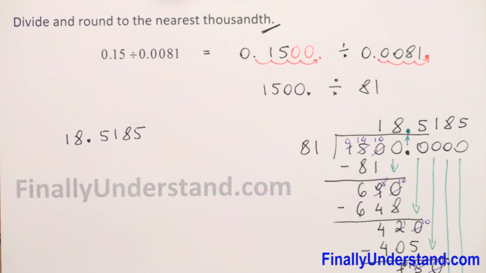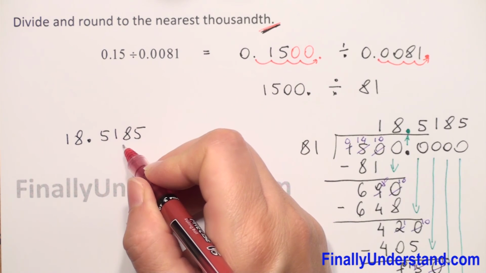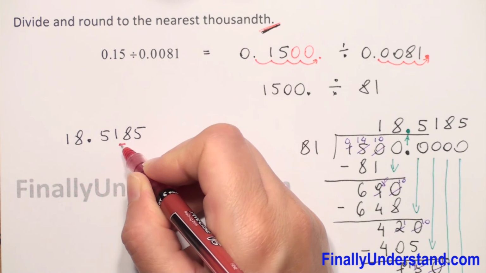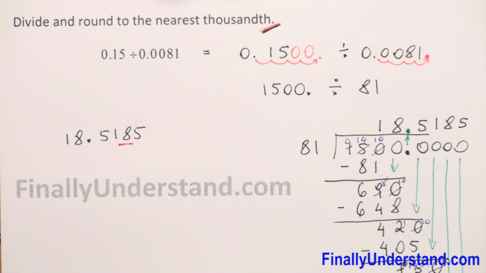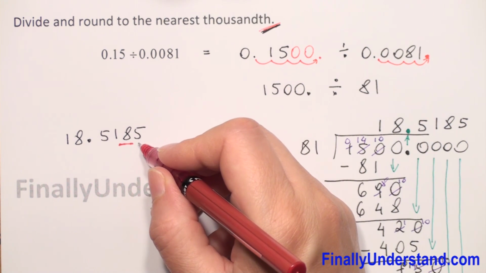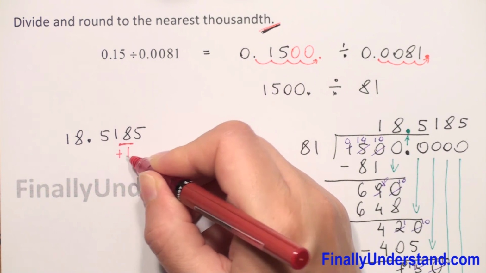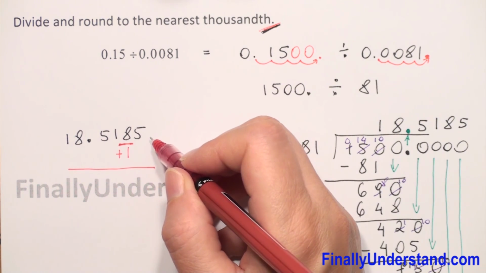Now, because we need to round to the nearest thousandth, we need to underline the thousandth. It's the third digit after the decimal point. And next we have to check what we have after our underlined digit, which is 5. When we have a number greater than 5 or 5, what do we need to do? We need to add 1 to our underlined digit. And what else? Everything we have after our underlined digit, we need to change to 0.